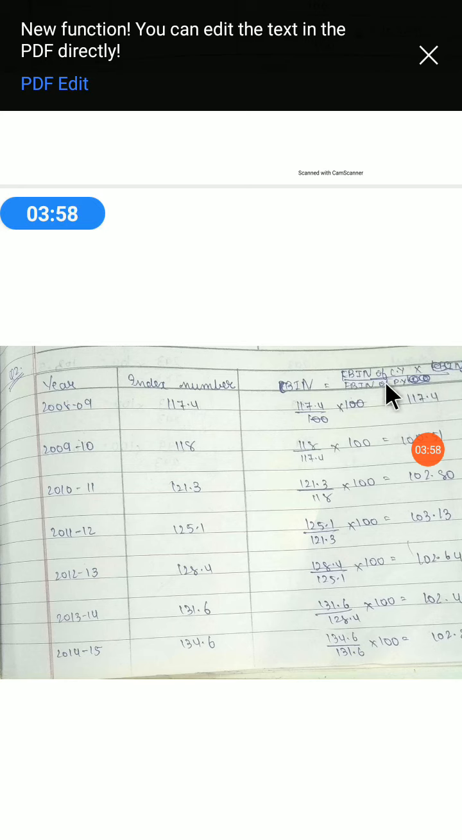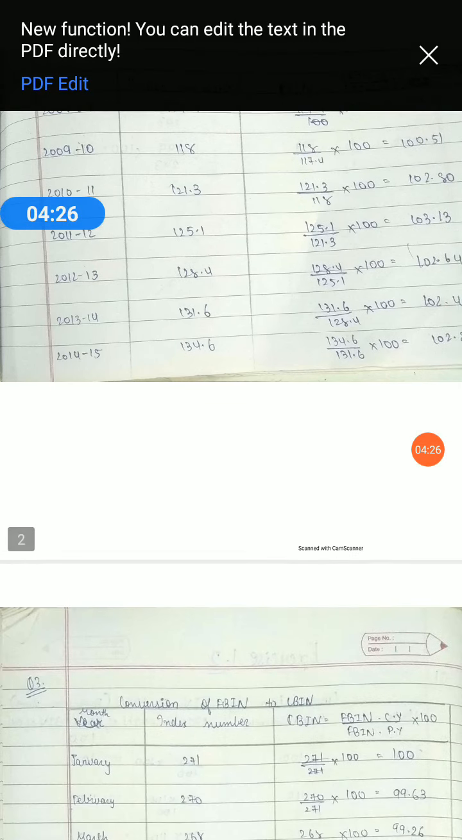See here, fixed base index number of current year is given, 117.4, upon the preceding year. Preceding year is not given, so we will take 100, into 100. So we will get the answer 117.4. For the next year 2009-10, index number is given 118. So fixed base index number of current year 118 upon preceding year 117.4 into 100, we will get 100.51.